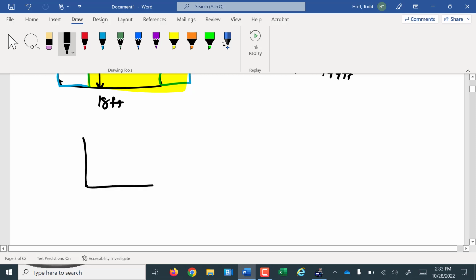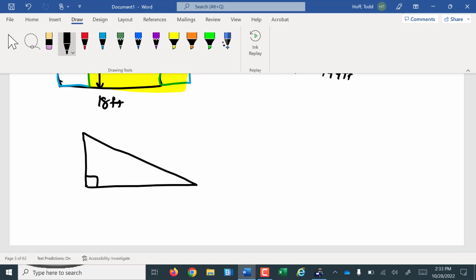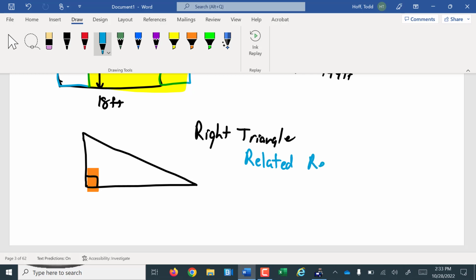So then let's look at one that's not a rectangle, a triangle. Now this is what we call a right triangle, of course, because it has a right angle in it. But the more important part is that in a right triangle, it's really easy to find something that's called the related rectangle. The related rectangle, of course, is just that.